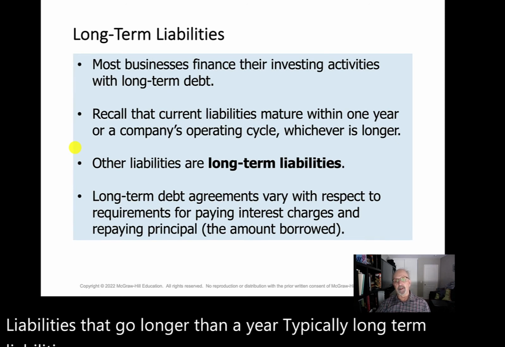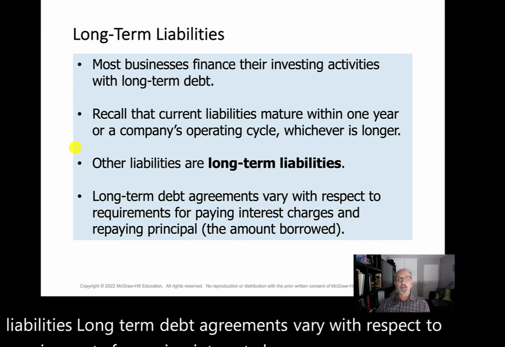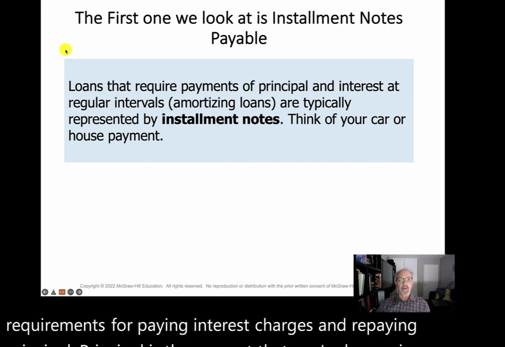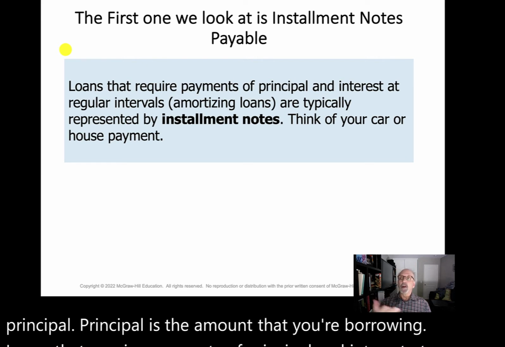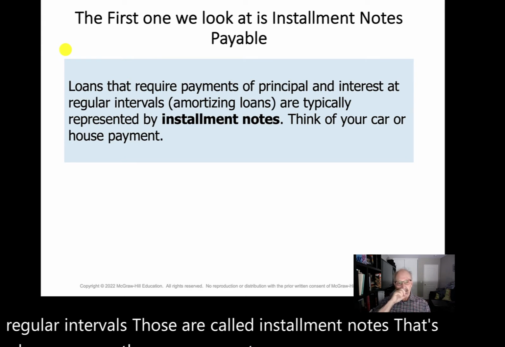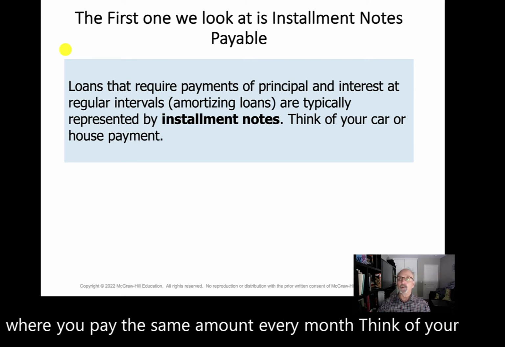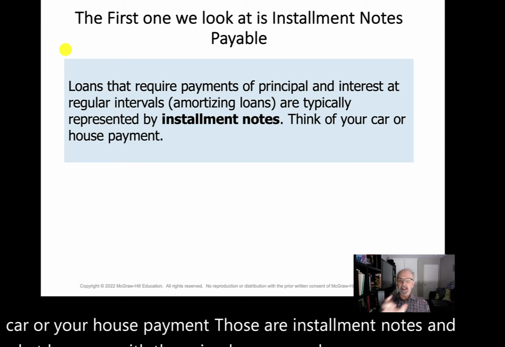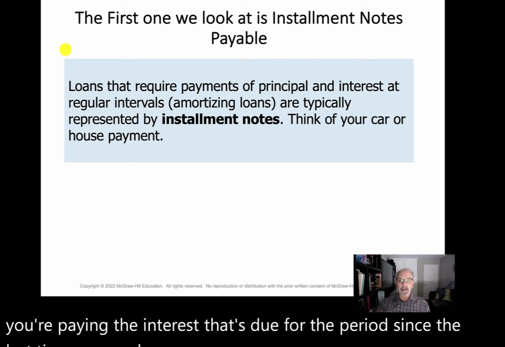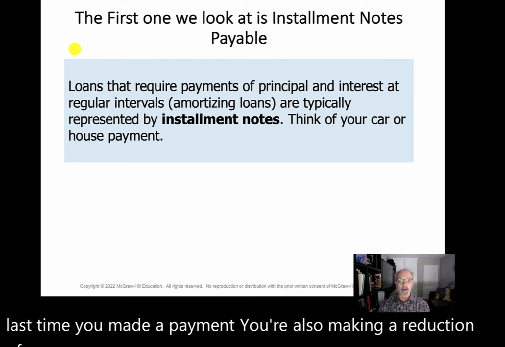Long-term debt agreements vary with respect to requirements for paying interest charges and repaying principal. Principal is the amount that you're borrowing. Loans that require payments of principal and interest at regular intervals are called installment notes. That's where you pay the same amount every month. Think of your car or your house payment. When you make the payment, you're paying the interest that's due for the period since the last time you made a payment. You're also making a reduction of the principal, the amount that you owe.